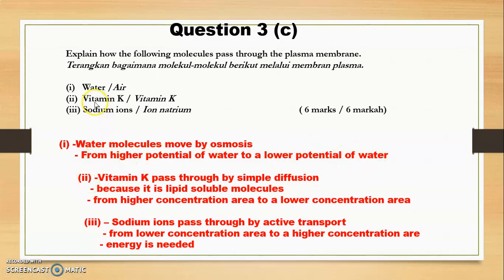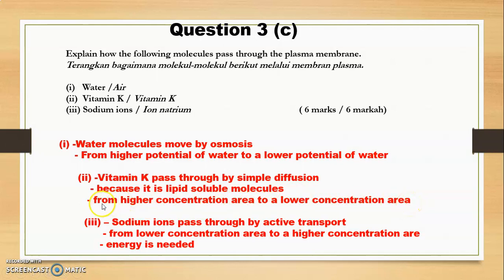Next, we go to vitamin K. Vitamin K is a lipid soluble molecule, so it can pass through the phospholipid bilayer freely. Vitamin K passes through by simple diffusion, 1 mark. Because it is a lipid soluble molecule, 1 mark. Vitamin K moves from higher concentration area to a lower concentration area.